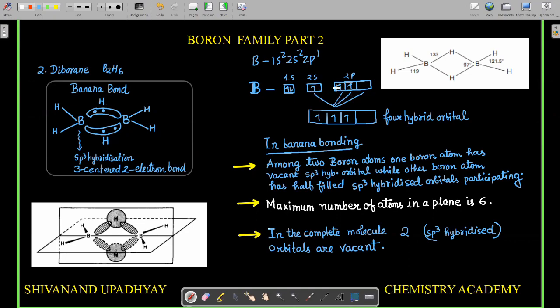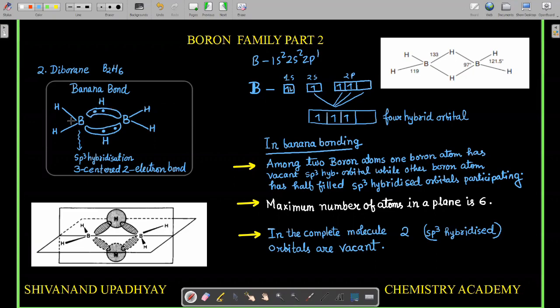The atomic orbitals which are participating in intermixing to form the hybrid orbitals, 1 is vacant and 3 are half filled, right? So there is formation of 4 hybrid orbitals in which 3 are filled and 1 is vacant. So when we are discussing the banana bond among 2 boron atoms, one boron atom has a vacant sp3 hybrid orbital, while the other boron atom has a half-filled sp3 hybridized orbital participating. So in this banana bond, if this electron is of this boron, we are talking about hybrid orbitals.